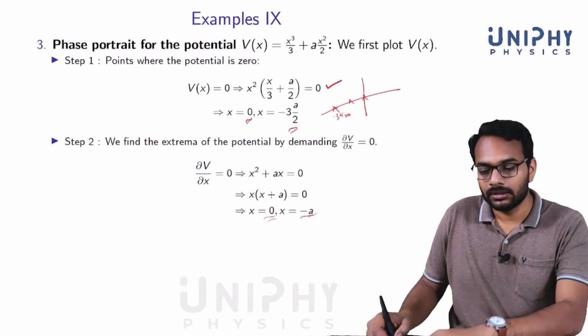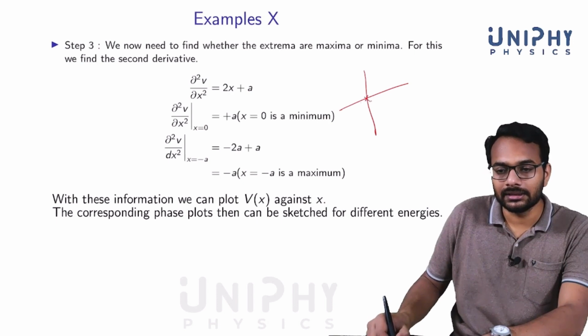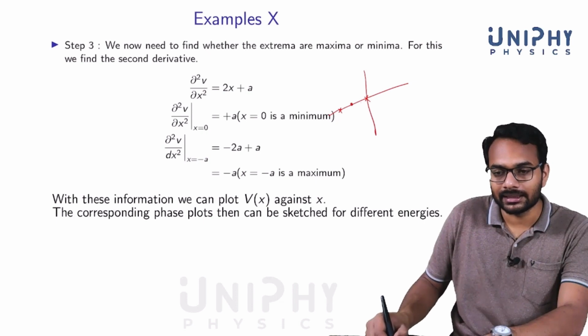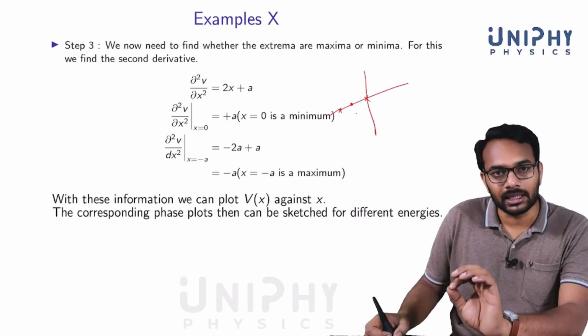All right. So what do we have? Let me just repeat it here. We know that it's 0 here and we know that it's 0 at minus 3a by 2. We have two extremum points: at minus a, it's an extremum, and for 0 also it's an extremum. Now we need to see what kind of extremum these are.